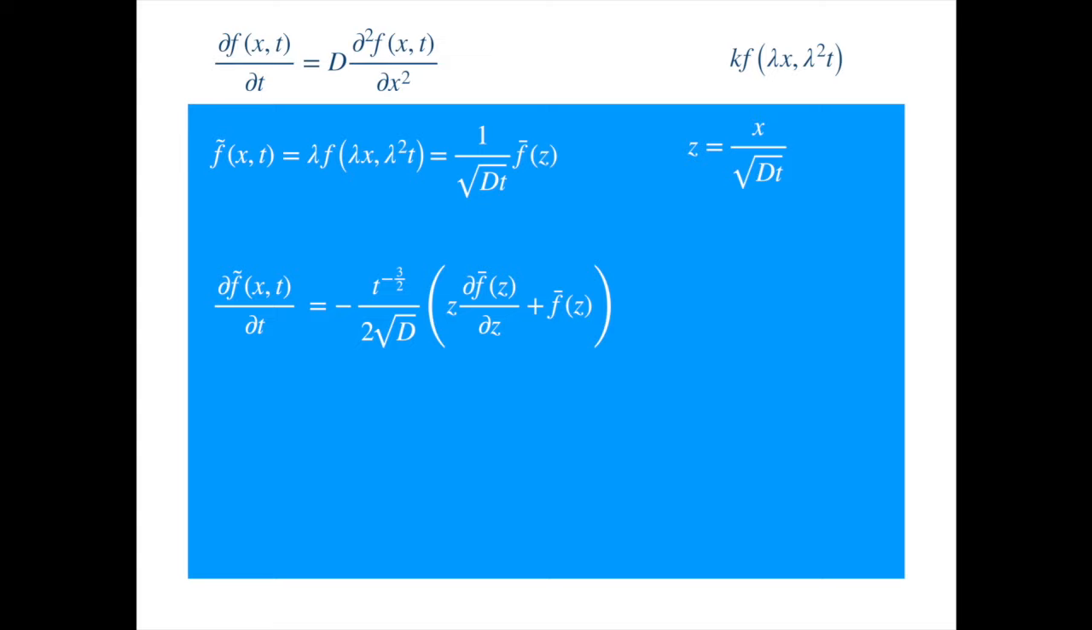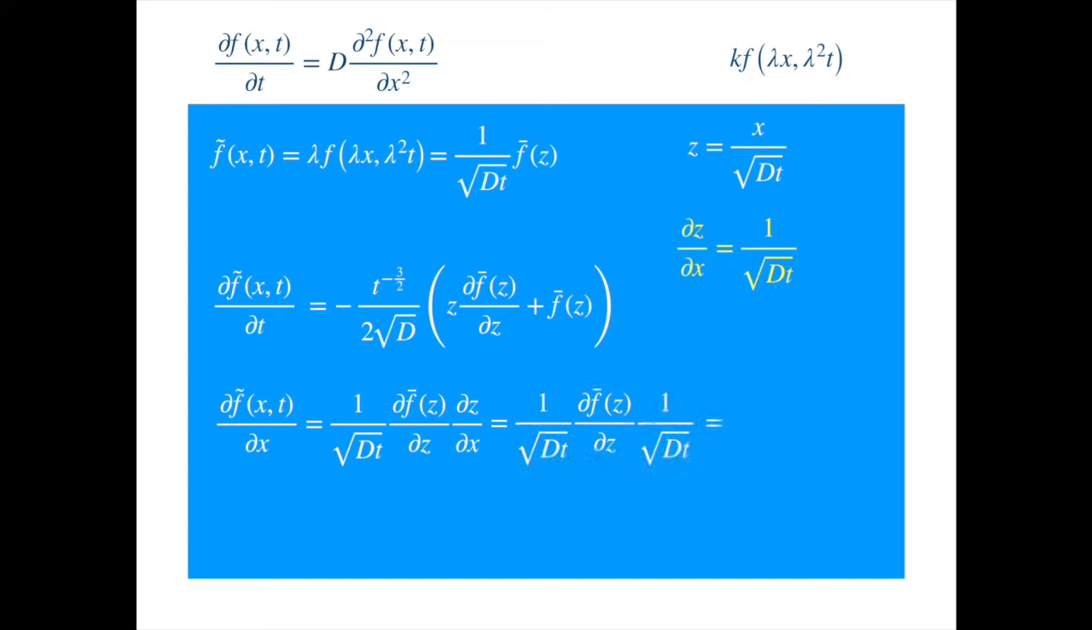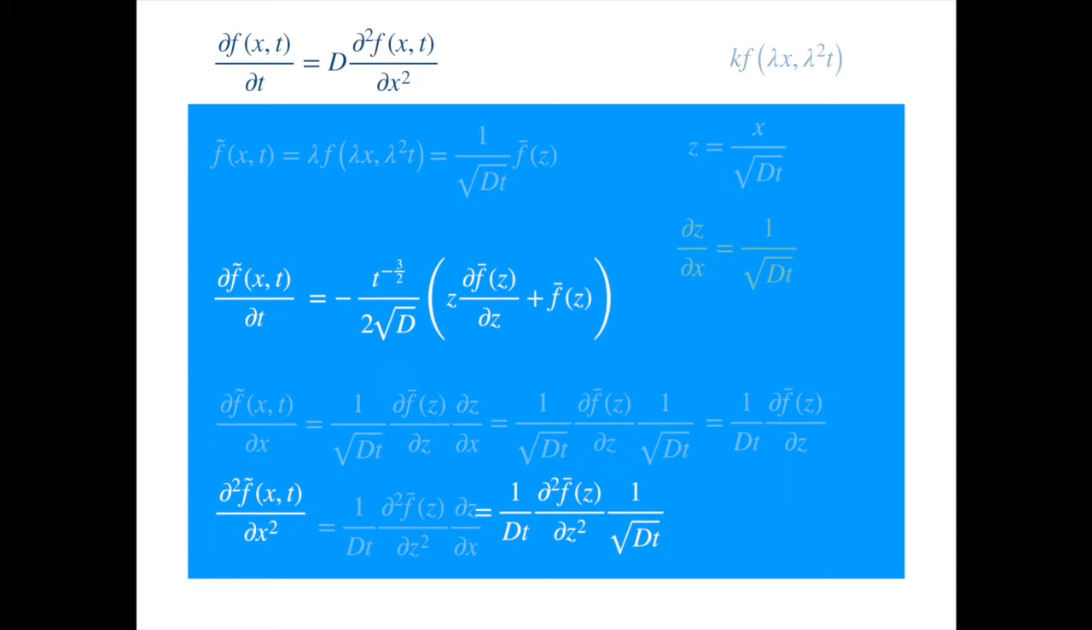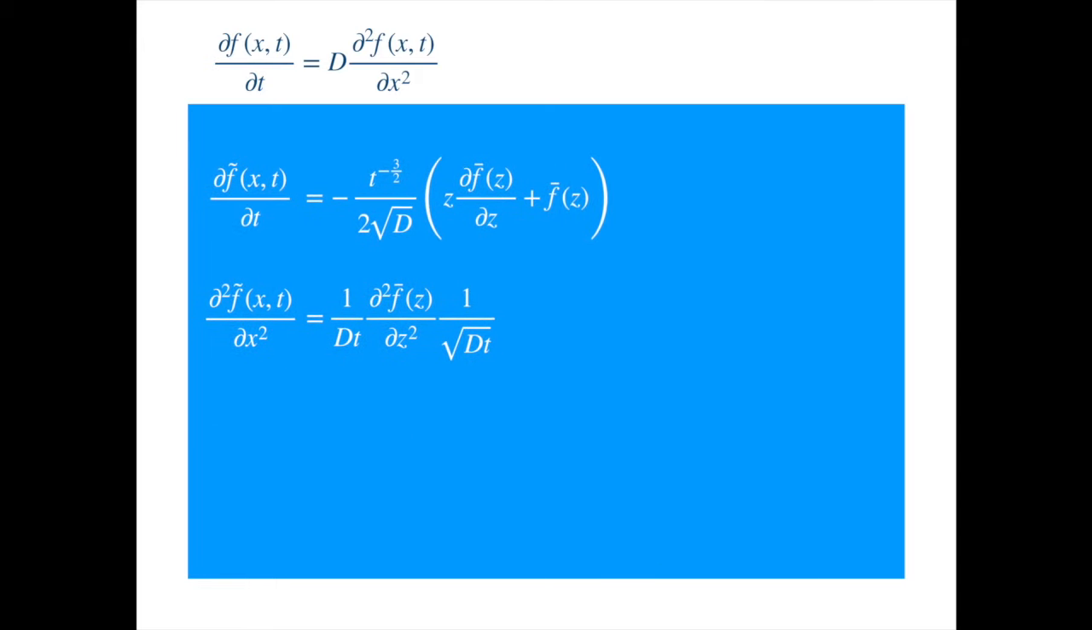Now we can calculate the derivative with respect to x, which is easy, just the chain rule. And the derivative of z with respect to x is trivial, so we differentiate again because we need the second derivative. Another application of chain rule produces another 1 divided by square root of Dt term, so we get. Now we can plug these into the diffusion equation to get.